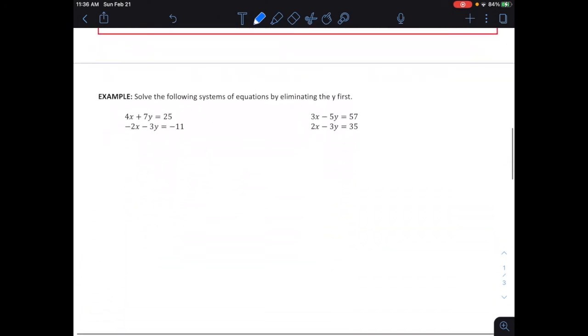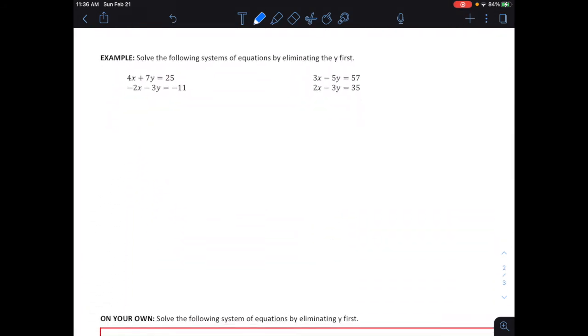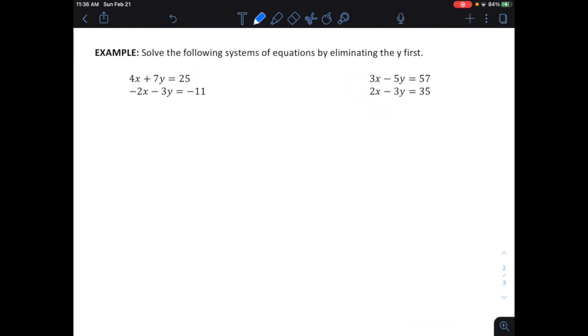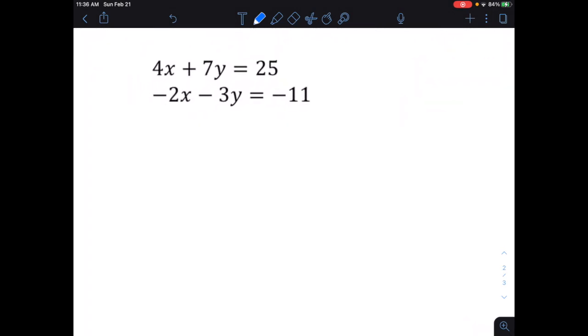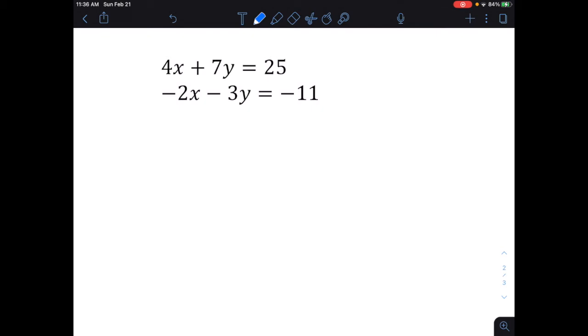All right, more examples. This time we're going to eliminate the y's. And y's sometimes seem to be more difficult to eliminate because they're buried in the middle of the equation, but you know what? We'll figure it out. All right, this one starts off with a nice one because the y in the first equation is a positive 7. And the y in the second equation is a negative 3.